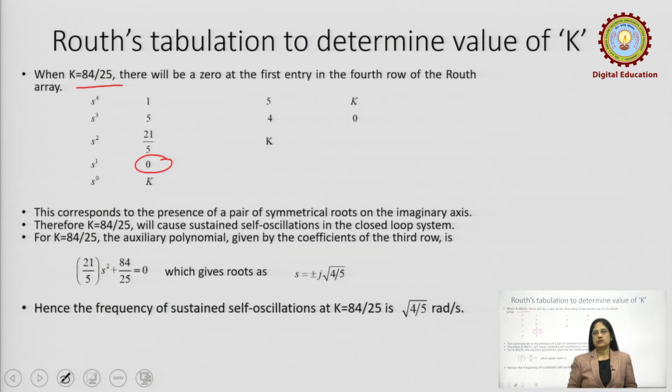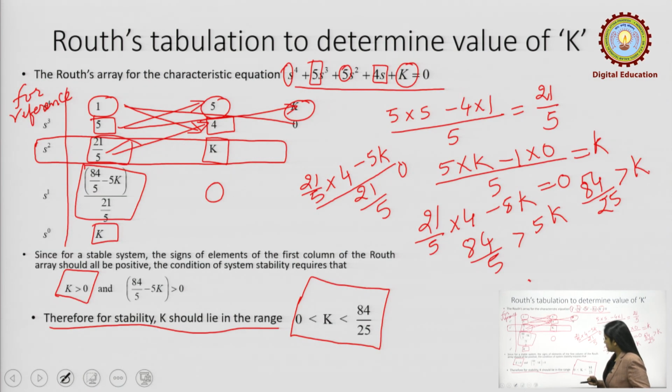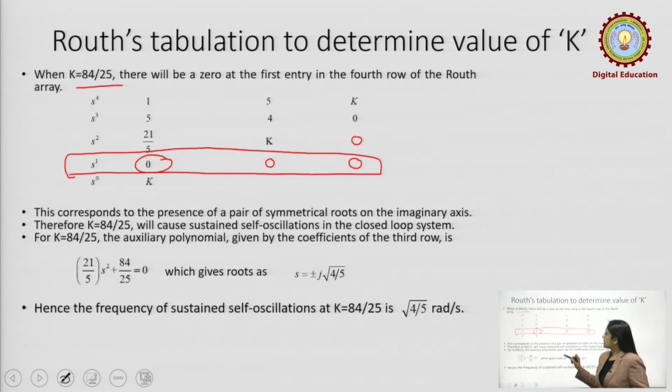What we can understand from this is that there are two special cases: the entire row becoming 0, or the first element becoming 0. Now, we can see that this is the case of the entire row becoming 0. We already have 0 values here. It means that if k is equal to 84 by 25, the s raised to 1 row becomes completely 0, which means the system is marginally stable.